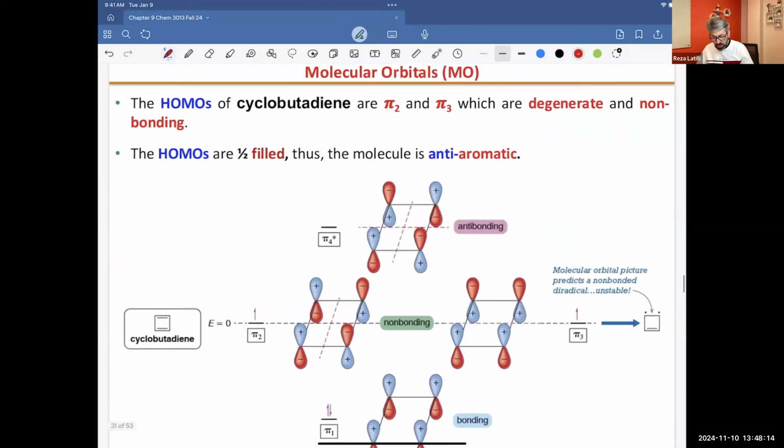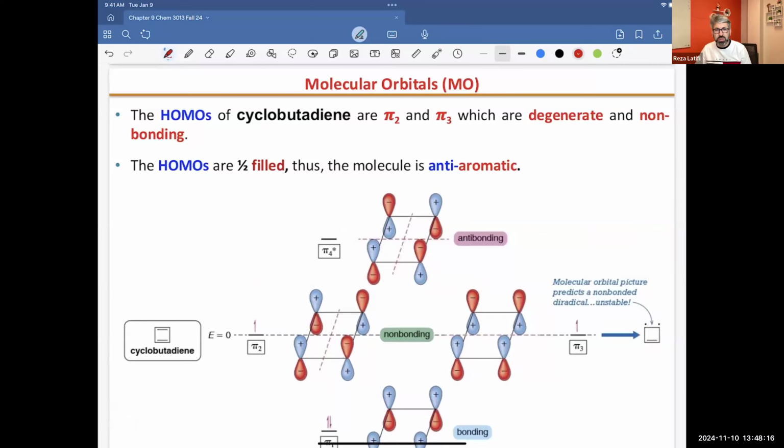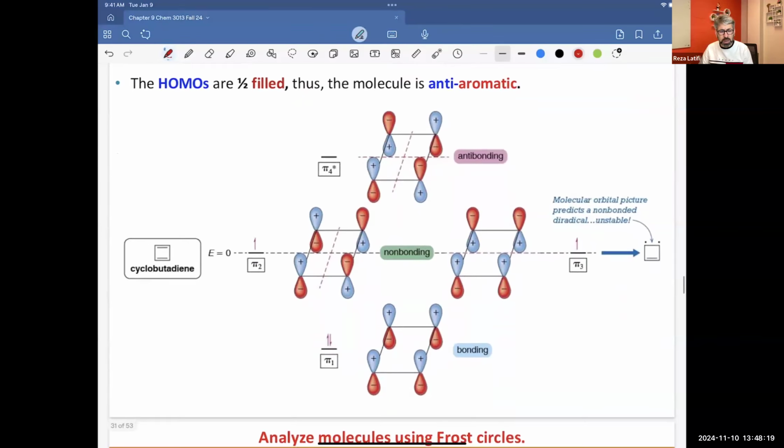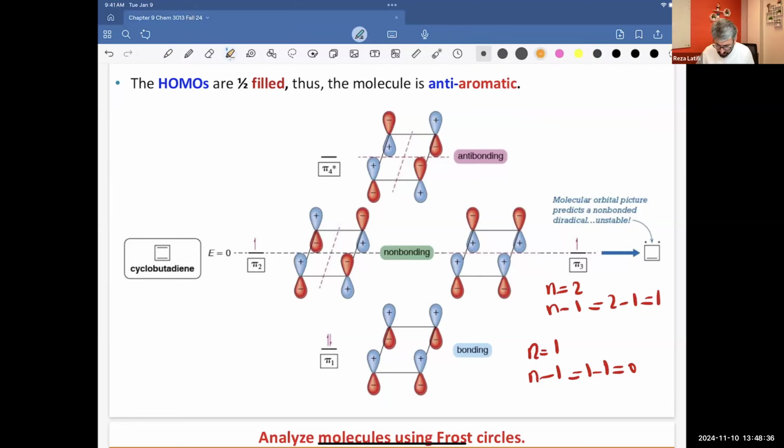Now, let's look at cyclobutadiene. Cyclobutadiene has 2 pi bonds. The first pi bond doesn't have any node, and n is 1. So n minus 1, 1 minus 1, no node, 0. In this case, n is going to be 2, so 2 minus 1, I have 1 node. Where can I put the node? I can put the node here crossing 2 bonds, and in this case, perpendicular to the first one. So I get 2 pi bonds that have the same energy.